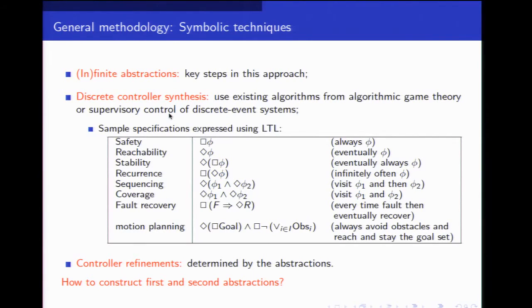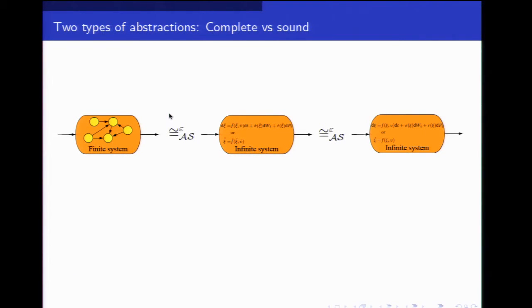So how to construct the first and the second abstraction? That's the key question here. For those of you who are familiar, we have two types of abstraction. I don't care if it's finite or infinite. One is called complete abstraction.